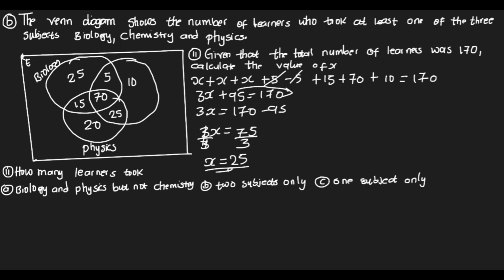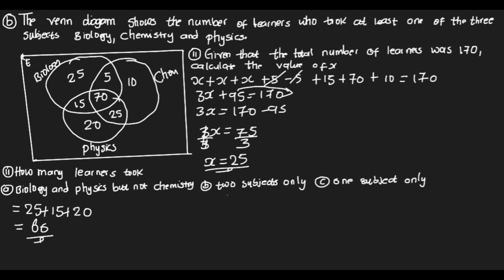How many learners took biology and physics but not chemistry? So biology and physics, so we don't want any number that is in chemistry. We only want numbers like this one, and this one. So as we can see, these three numbers are in biology and physics, but they are not in chemistry. So we'll say this is equal to 25 plus 15 plus 20. So 25 plus 15 is 40 plus 20, 60 learners.